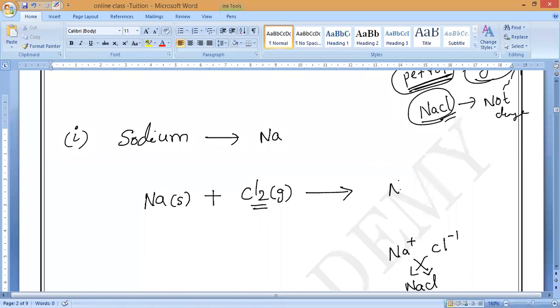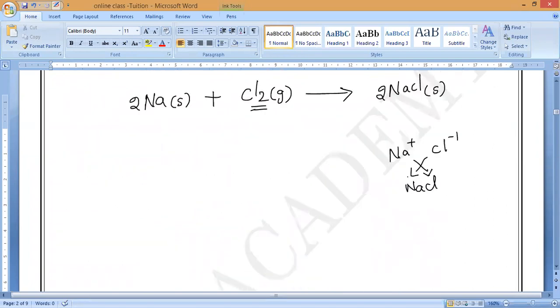But is it balanced? Not balanced. 2 Na plus Cl2 will give 2 NaCl. What is the state of the product? Solid state. What should we call it? Sodium chloride.